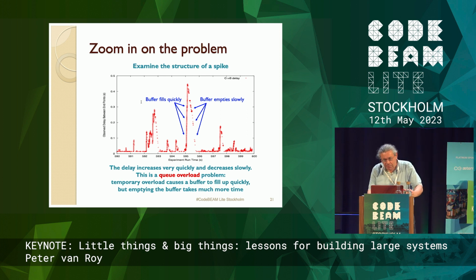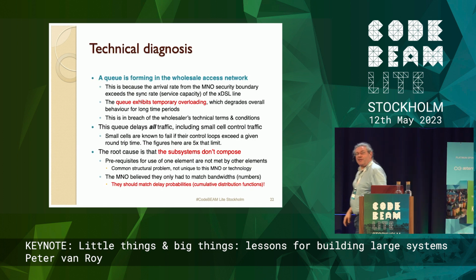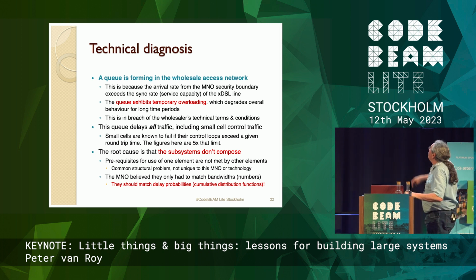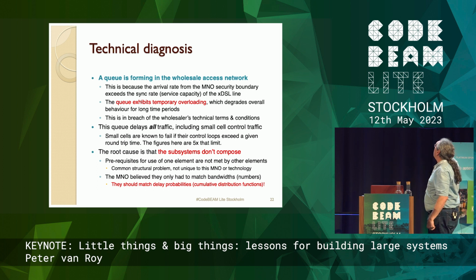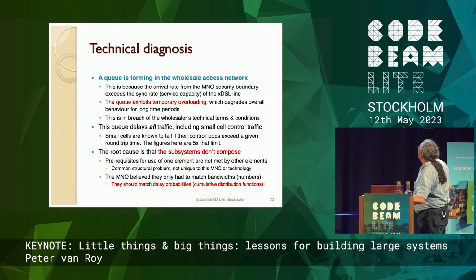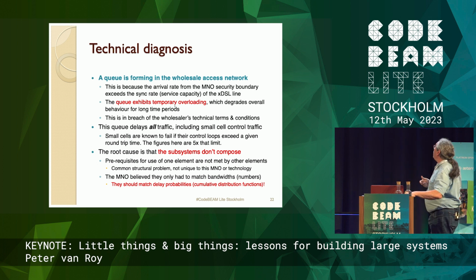So why did this big company full of super smart engineers who are used to building businesses not realize this? Well, we'll see. A queue is forming in this network, in the middle somewhere. Now we're nowhere near the small cells, okay? It exhibits temporary overload. So this is in breach, of course, of the contract. But where is it coming from?